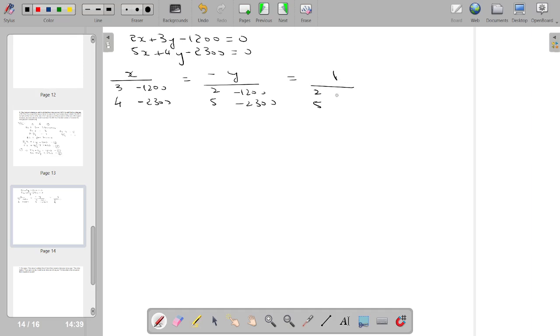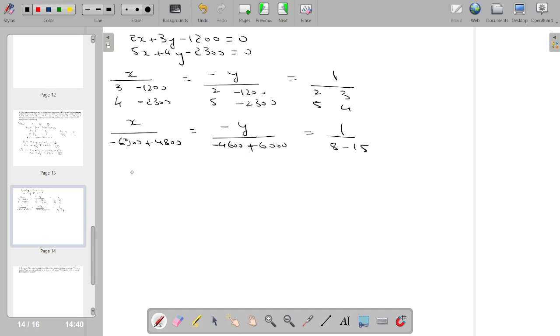2 and 5 are the coefficients of x. 3 and 4 are the coefficients of y. So x, y, minus, cross multiplication I am applying. Okay, 4800 minus y divided by... I'll be writing the steps quite fast because this is a straightforward method. Divided by 4 into 8 minus 5 into 15.